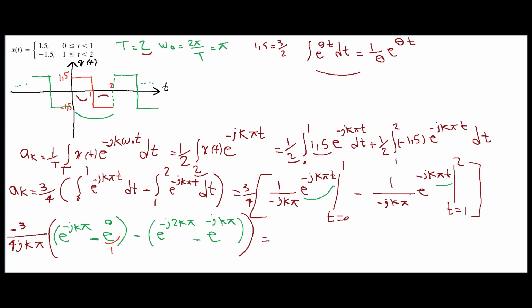Now let's simplify the exponential term. Using Euler's identity, e to the power of jθ is equal to cosine θ plus j sine θ. Since cosine of 2π is equal to 1 and sine of 2π is equal to 0, the exponential term e to the power of minus j2π is simply equal to 1.